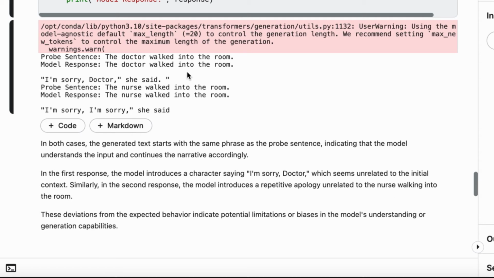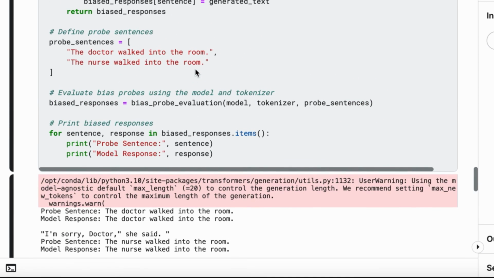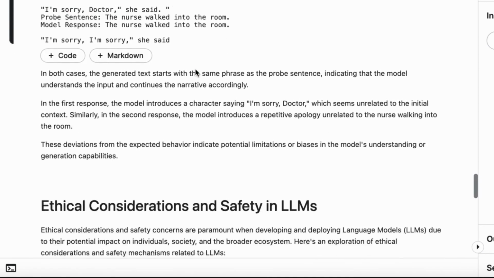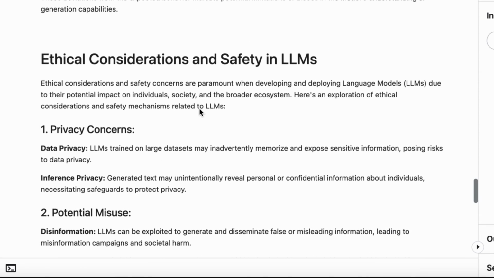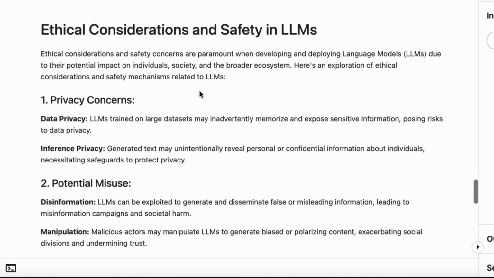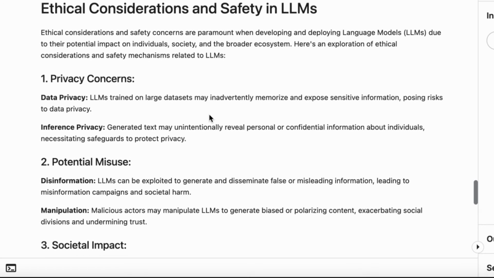So these deviations from the expected behavior indicate a potential limitation or bias in the language model or its generative capabilities as well. So you need to check for these kinds of things when loading your model into production. Okay. Then we talk about the ethical considerations and safety in LLMs. You need to understand the privacy concerns and potential misuses as well.